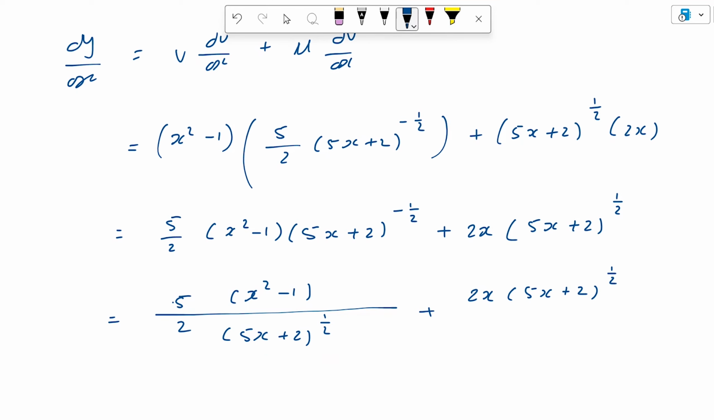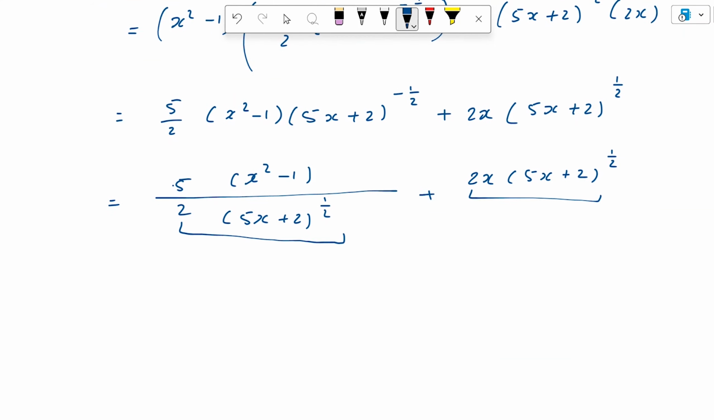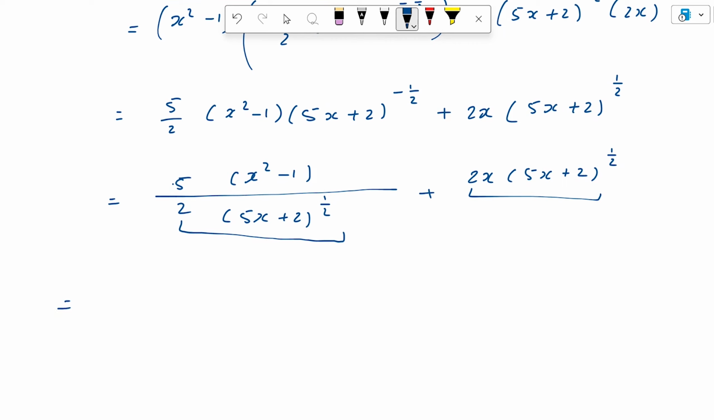okay, so now, if we want to get rid of 5x plus 2 raised to the power of half, we need to multiply this by 5x plus 2 raised to the power of half over 5x plus 2 raised to the power of half. So let's just do that. Is equal to 5.